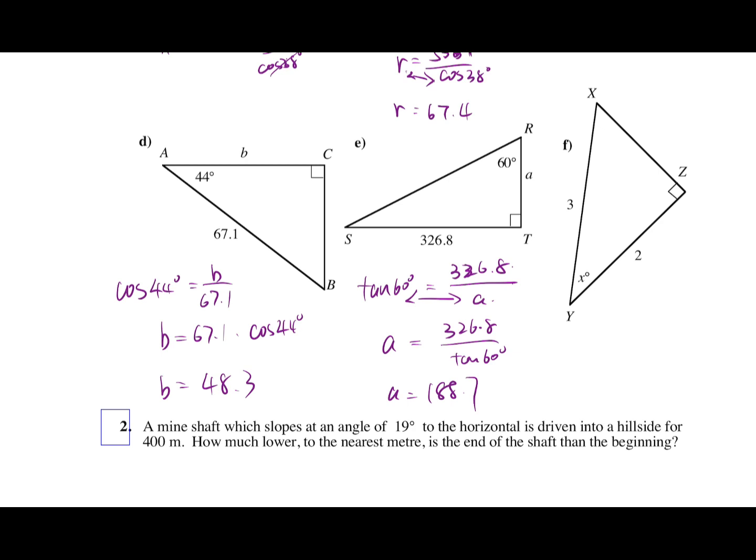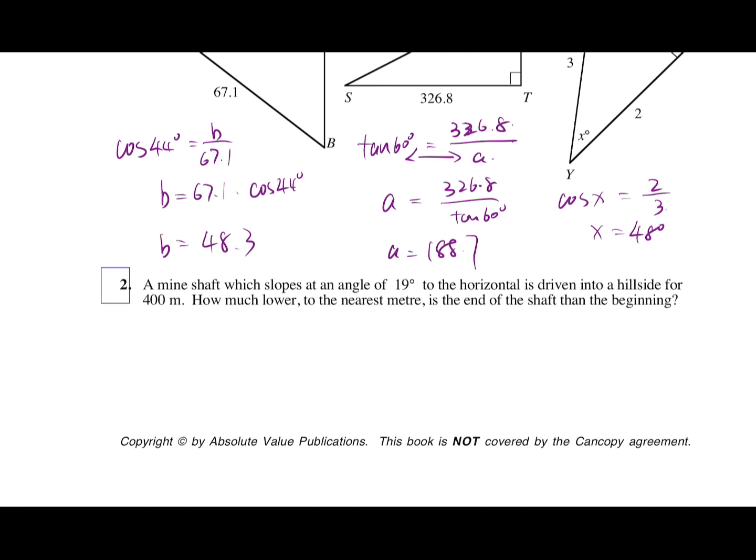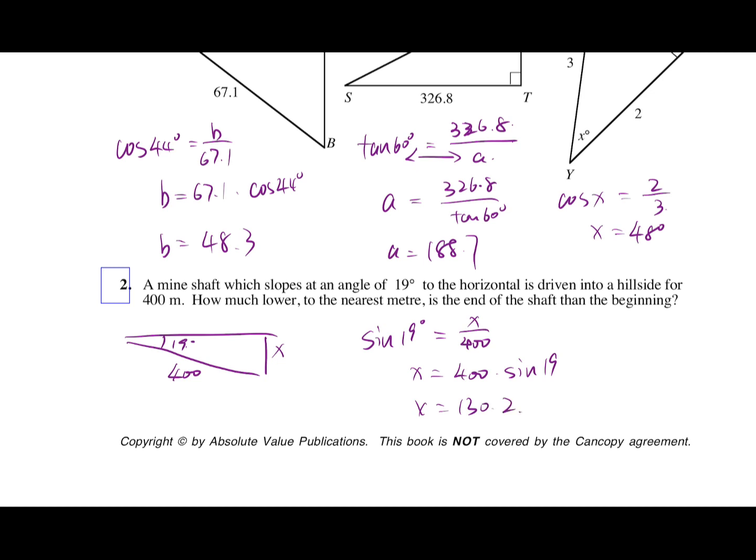And then for the last one, cosine x is 2 divided by 3, so x is 48 degrees. Okay, and for this one, if you draw a graph like this, this is 19 degrees, and the downhill side is 400, and we need to find x. So we just use sine 19 is x divided by 400, and then x equals 400 times sine 19, so x equals 130.2. Okay, so it's 130 meters lower.